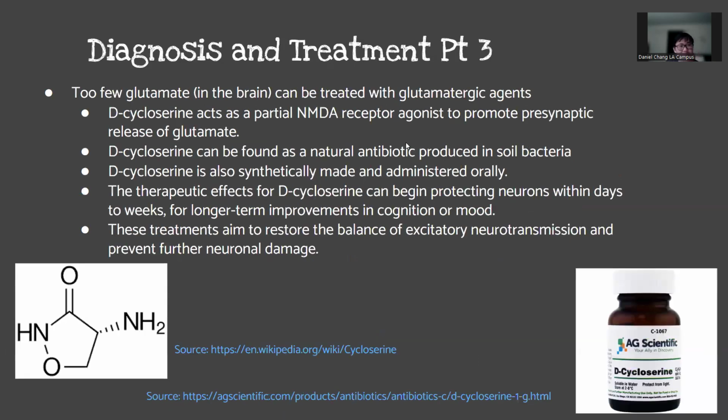So what happens if there's too little glutamate? You can treat that with D-cycloserine, which acts as a partial NMDA receptor agonist to promote presynaptic release of glutamate. It can be found in natural antibiotics produced by soil bacteria, but it's also pretty much just synthetically made and administered orally. Its therapeutic effects protect neurons within days to weeks, with longer-term improvements in cognition and mood. These treatments restore the balance of excitatory neurotransmission and prevent further neuronal damage.